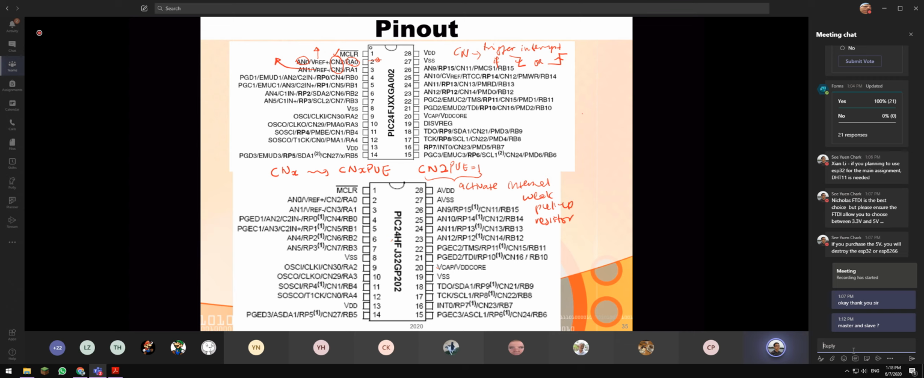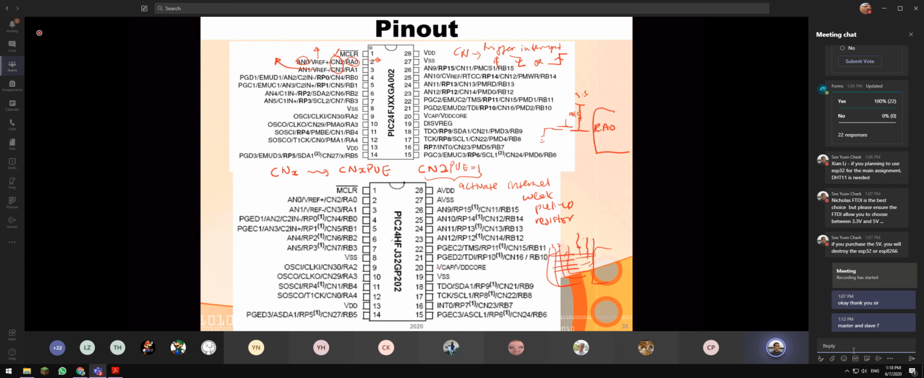Let's say, for example, RA0. Normally we connect it to, let's say, 3.3 volts with a pull-up resistor, and you guys are always using 10K, correct? I also don't know why you want to use 10K. Let's say this is a switch, normally high, or I connect to the keypad, keypad 1, 2. All the keypads should have a pull-up resistor.